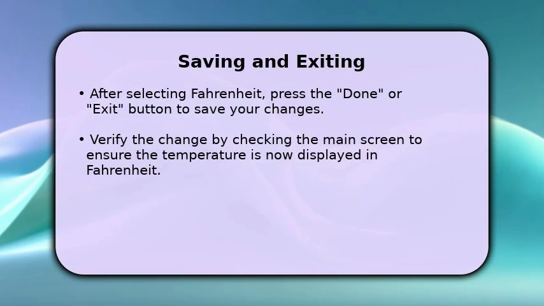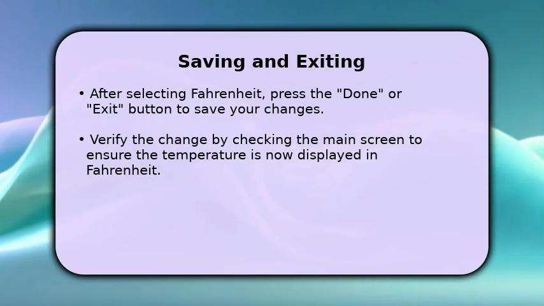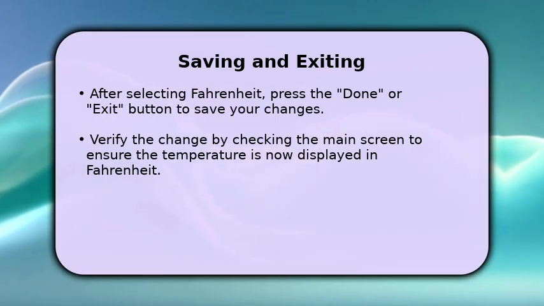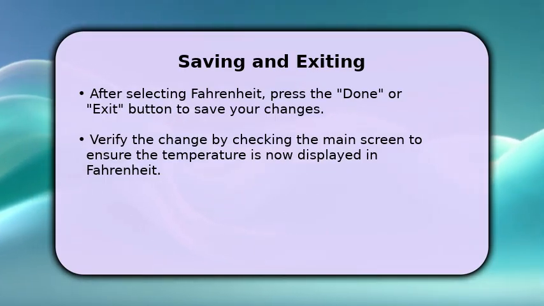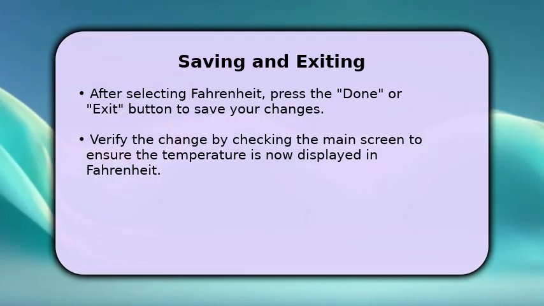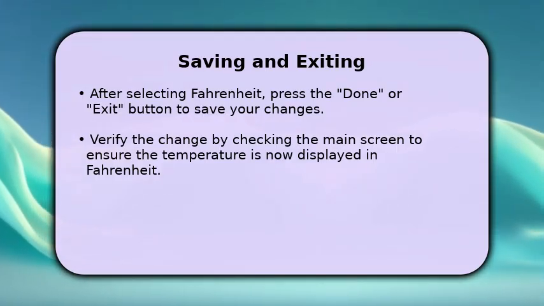With Fahrenheit selected, the final step is to save your changes. Look for a Done or Exit button and press it. This will save your new setting and return you to the main screen. Now, observe the temperature reading on your thermostat. It should clearly show the temperature in Fahrenheit, confirming your successful conversion.